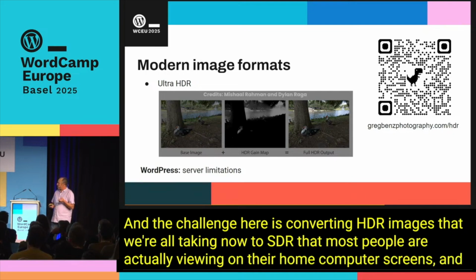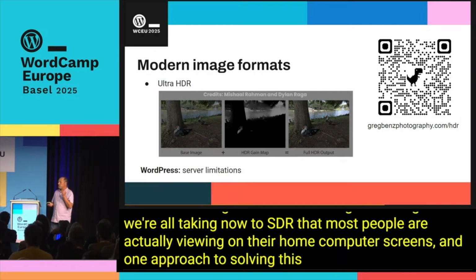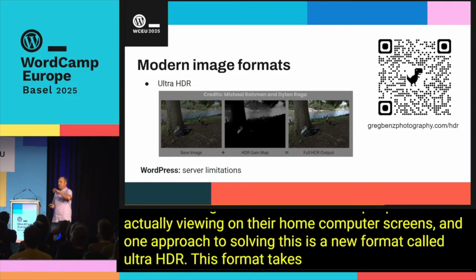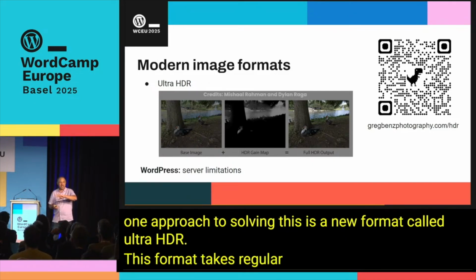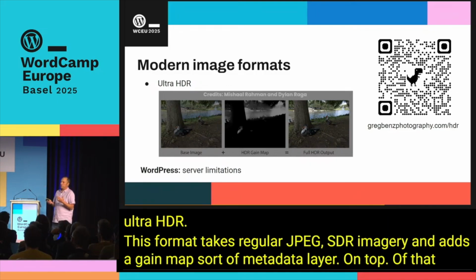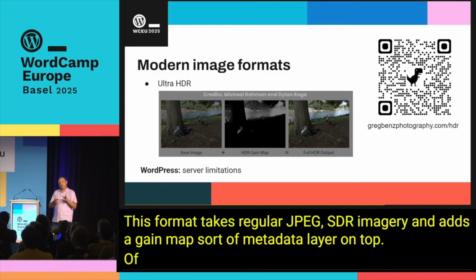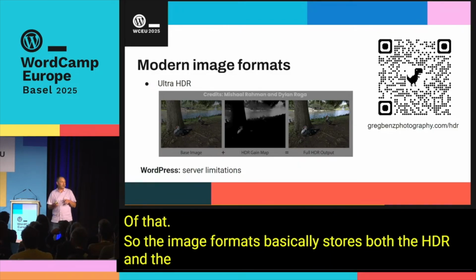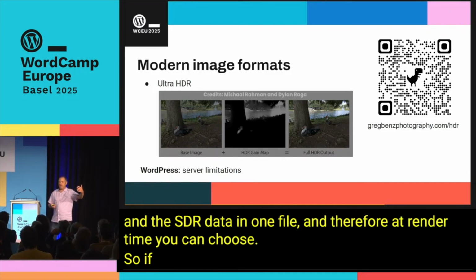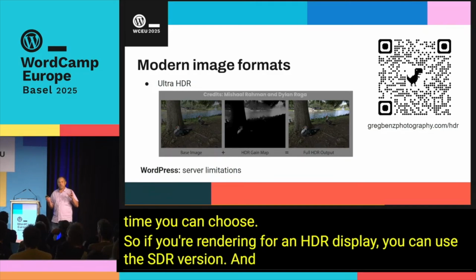And one approach to solving this is a new format called Ultra HDR. This format takes regular JPEG SDR imagery and adds a gain map sort of metadata layer on top of that. So the image format basically stores both the HDR and the SDR data in one file, and therefore at render time you can choose. So if you're rendering for an HDR display, you can use the HDR version, and if not, the SDR version, and not have to convert.